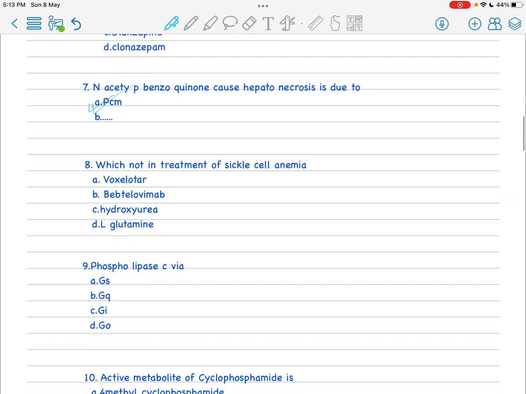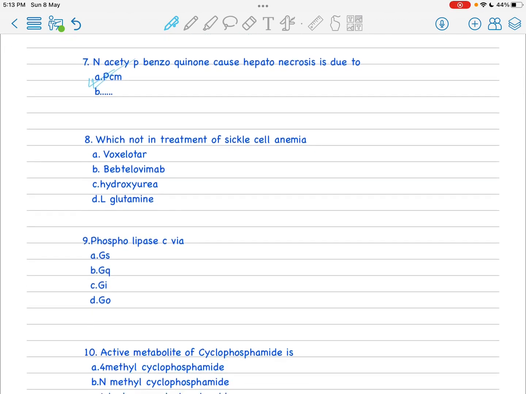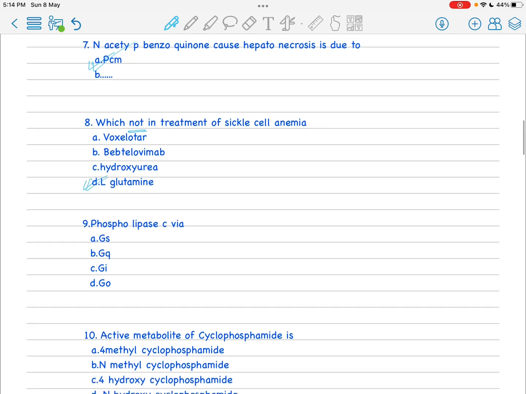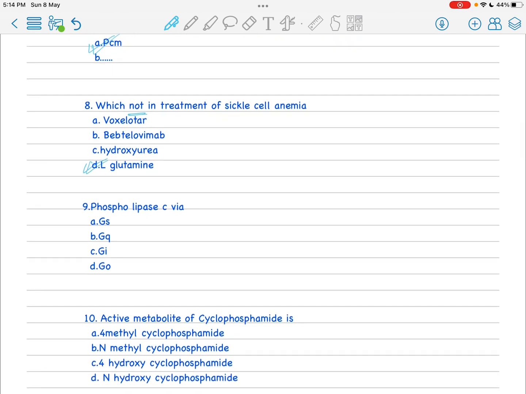Next is which is not a treatment of sickle cell anemia: voxelotor, crizanlizumab, hydroxyurea and L-glutamine. I am a bit confused, but I think L-glutamine should be the answer, because hydroxyurea I know, and I think voxelotor and the other drug are used in sickle cell anemia.